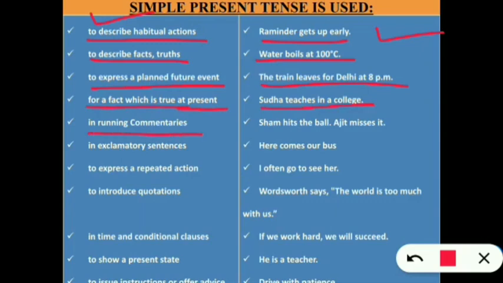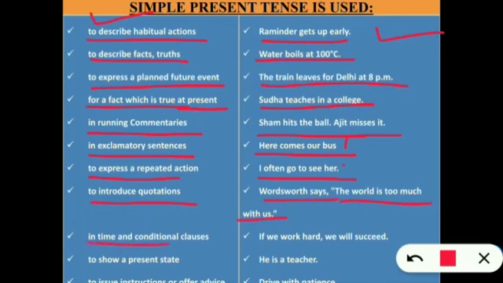In running commentaries: Shyam hits the ball. Ajit misses it. In exclamatory sentences, simple present tense is also used: here comes our bus! To express a repeated action: I often go to see her. To introduce quotations: Wordsworth says, the world is too much with us.